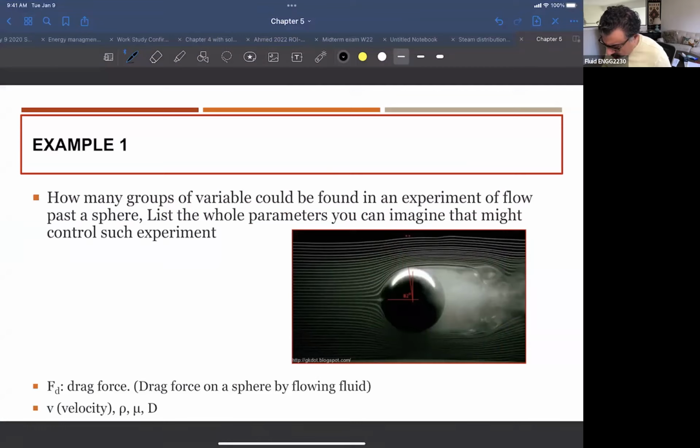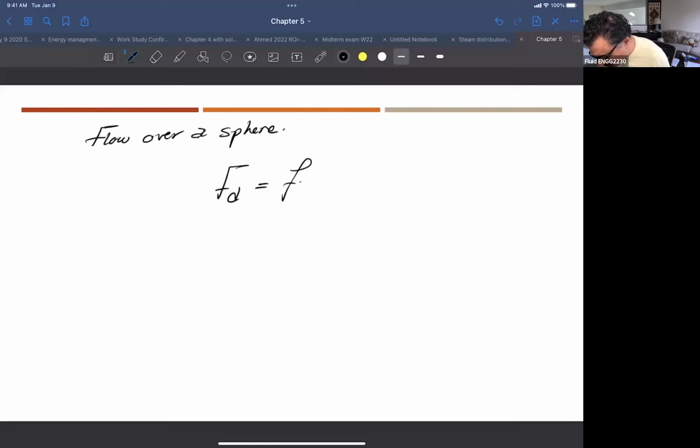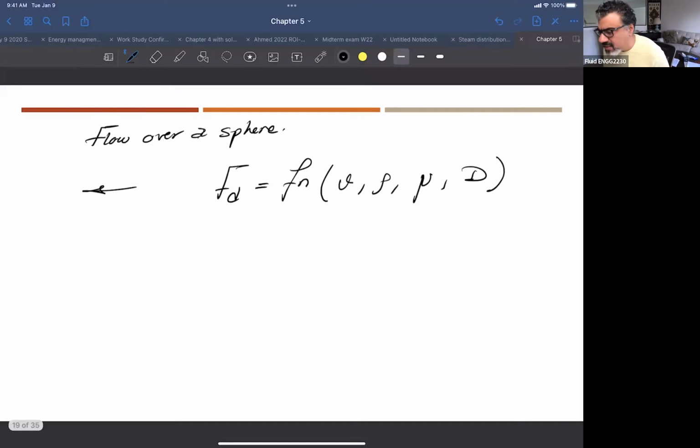Okay, how can we solve this problem? So I know that this is a flow over a sphere. If you remember, the main variable is a function of the other variables. The other variables here are velocity, density, viscosity, and the diameter. So you remember the y equation. So this is basically your y equation.